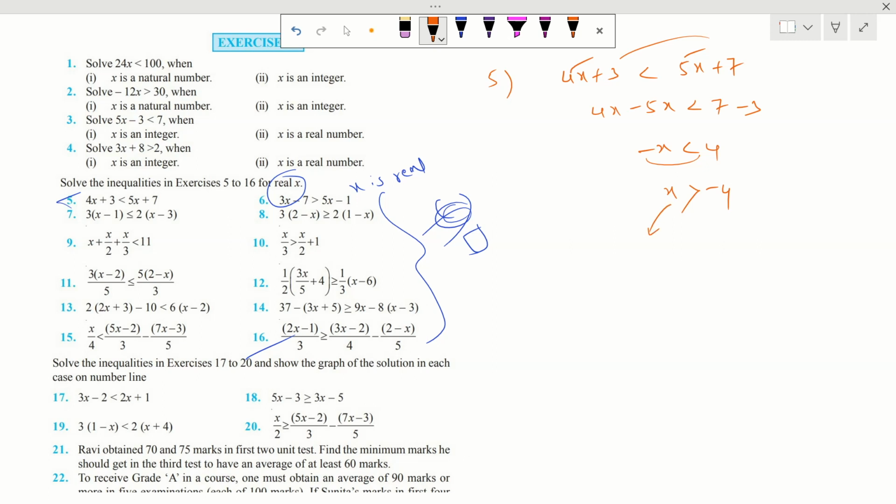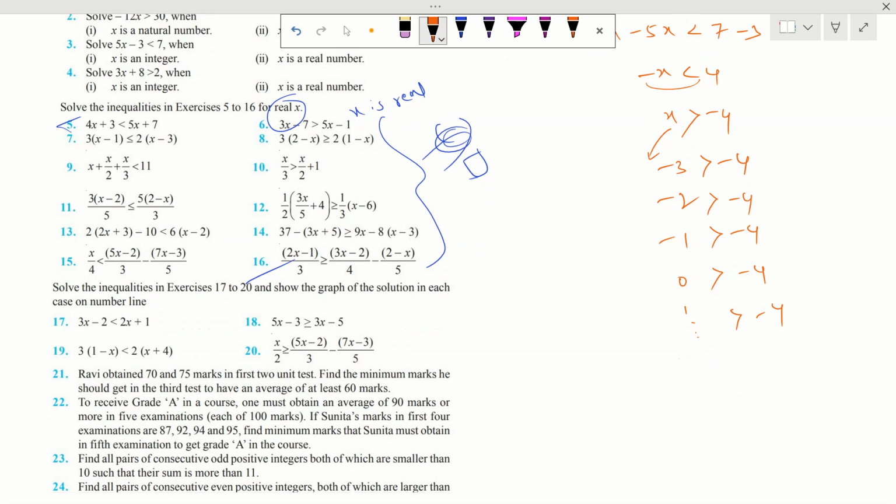Then we can write here minus 5. Put in x values, right? Minus 3 is greater than minus 4. Is it true? This is true. Minus 2 is greater than minus 4. This is true. And minus 1 is greater than minus 4. This is true. 0 is greater than minus 4. This is true. All positive numbers are greater than minus 4. Therefore, since only one condition is given, we can write this in an open interval. Minus 4 to positive infinity is the solution of the fifth problem.